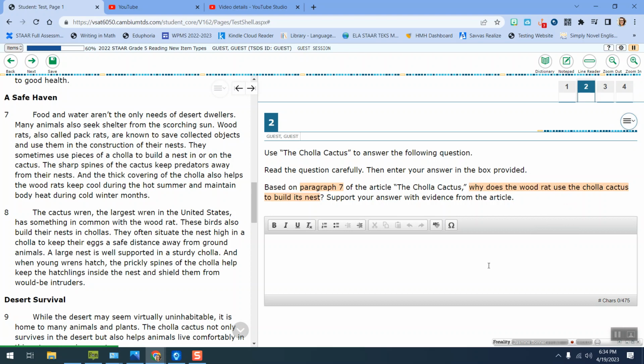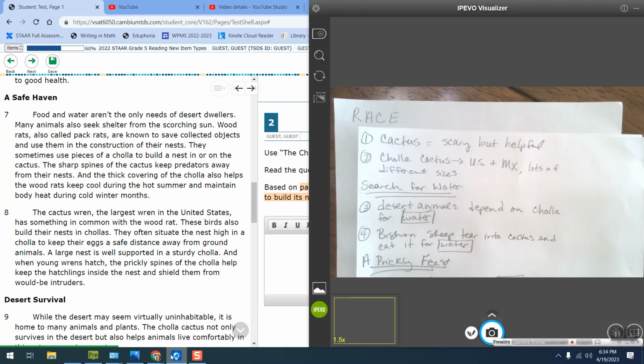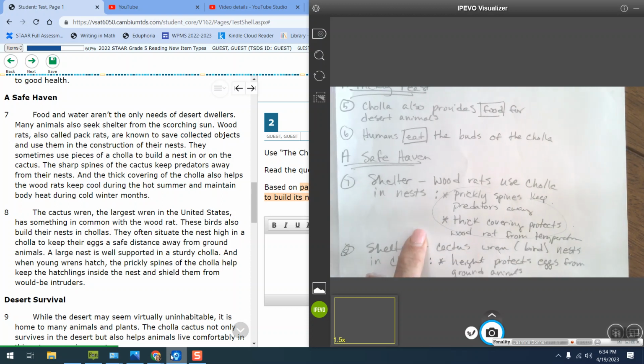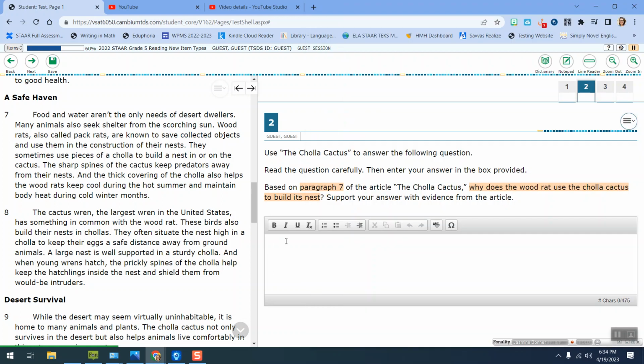So the first thing I need to do is R, restate the important words and answer the question. If I go back to my notes and look, I see that the wood rat uses the cactus in its nest to provide shelter for the rat. That's my answer, guys. That's what I'm going to put here. So I'm going to restate the question.